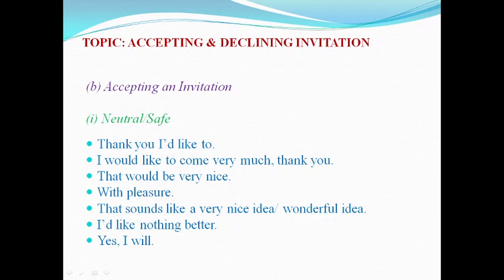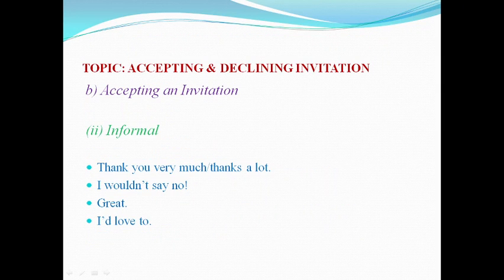This sort of neutral expression you can make while accepting an invitation for something. Yes, I will. Another neutral way of expression is: Yes, I will join. Yes, I will come. Yes, I will enjoy. This way we can make neutral expressions of acceptance of invitation for different purposes.